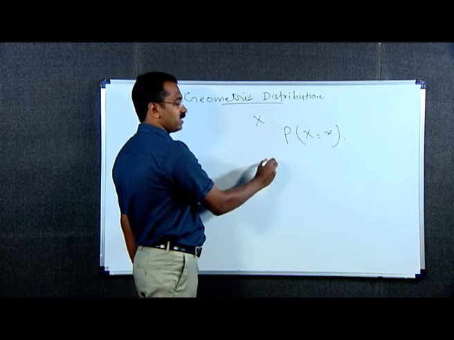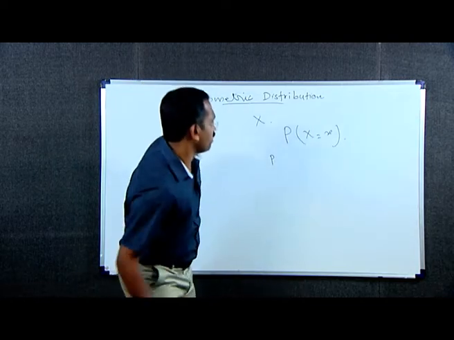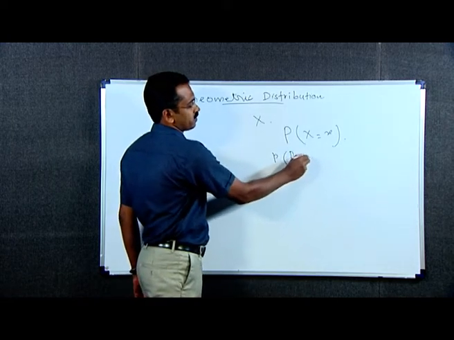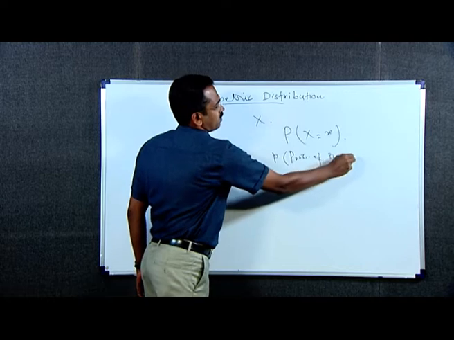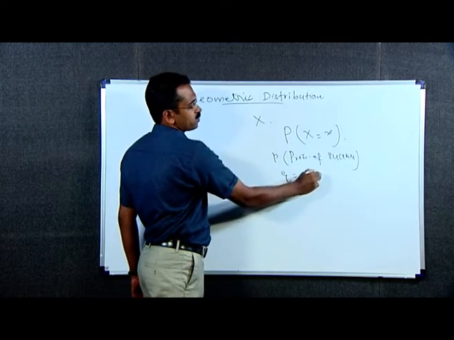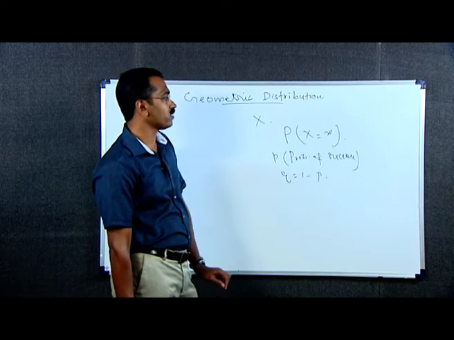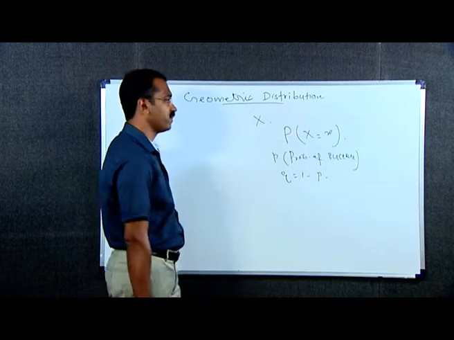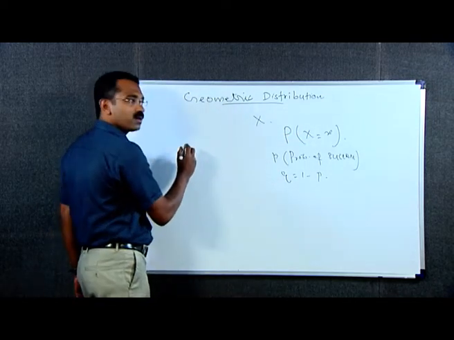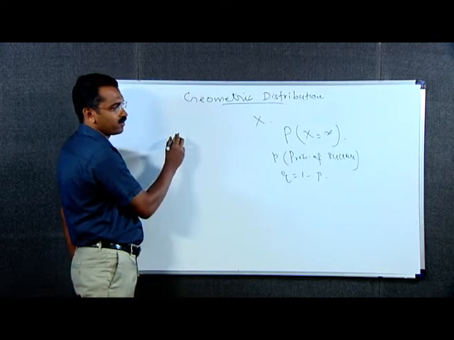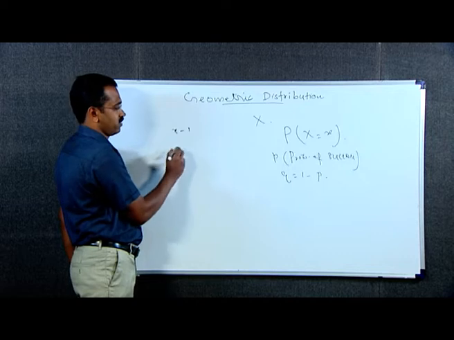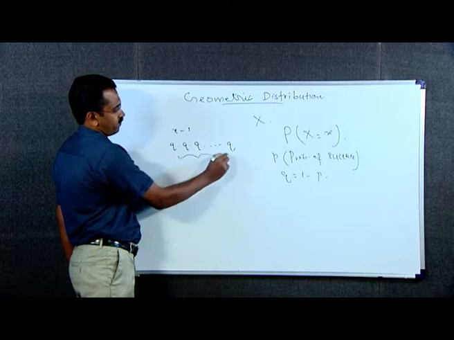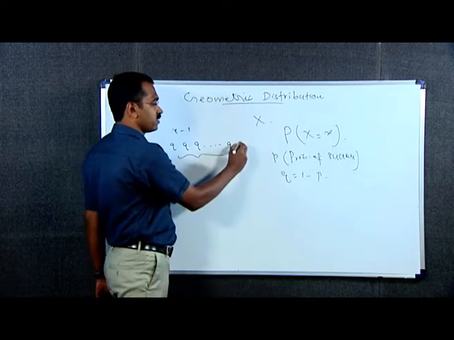Here we denote small p as the probability of success and q equal to 1 minus p as the probability of failure. Then if we get the first success in the xth trial, it means there are x minus 1 failures, that is, x minus 1 times q, and the xth trial is success.